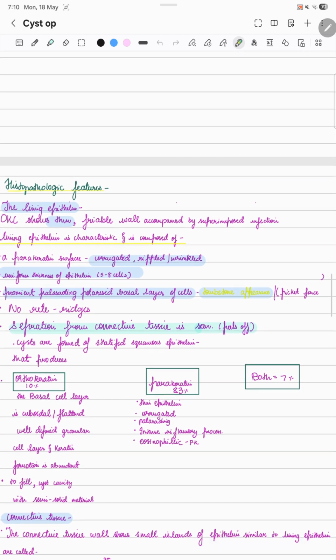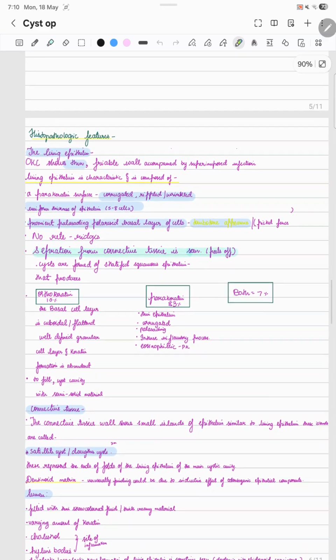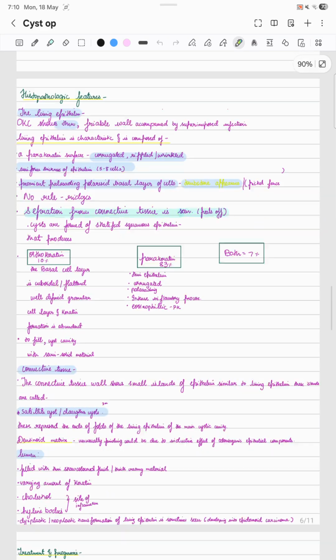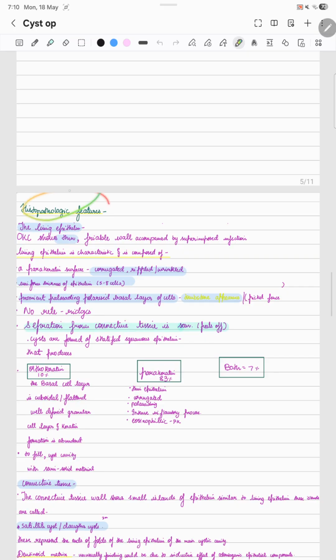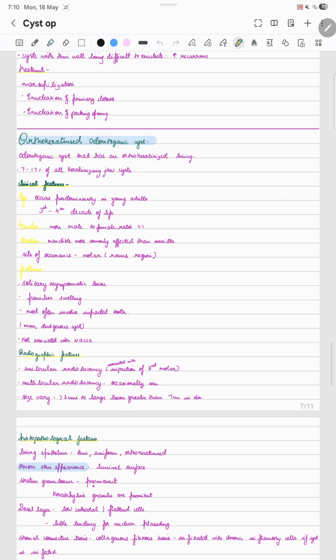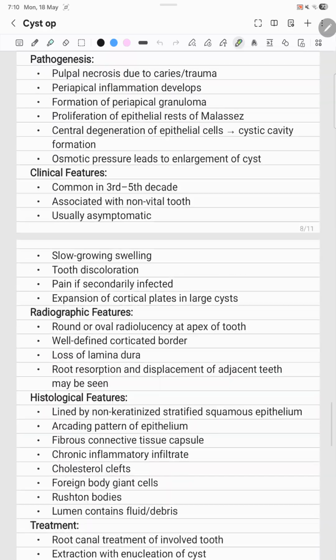Now next are the histopathologic features. These are of prime importance. We have the lining epithelium. OKC shows a thin lining epithelium, so something like this I might draw. Okay, thin lining. I have a diagram actually. Let me check.